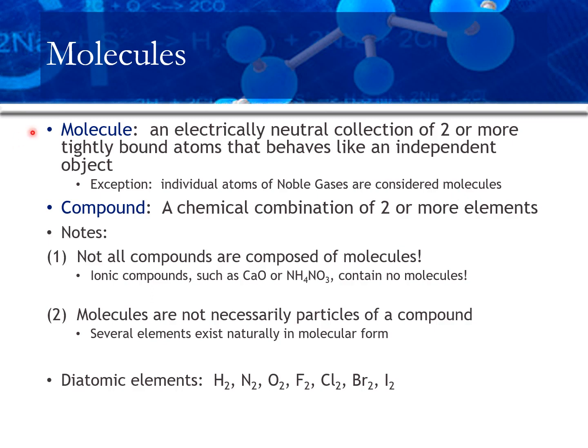So a molecule is an electrically neutral collection of two or more tightly bound atoms that behaves like an independent object. Here the emphasis is not on two or more tightly bound atoms, but rather that it behaves like an independent object. For example, one exception to the above rule is that individual atoms of noble gases are also considered molecules, even though they're only single atoms, because they don't form chemical combinations with anything, and they act like an independent object floating around.